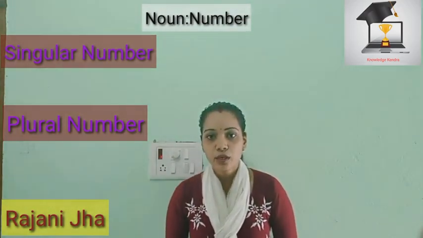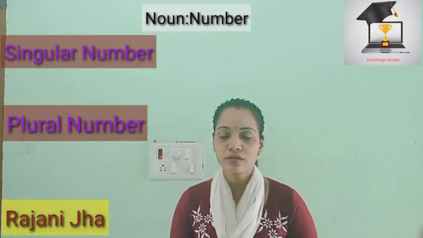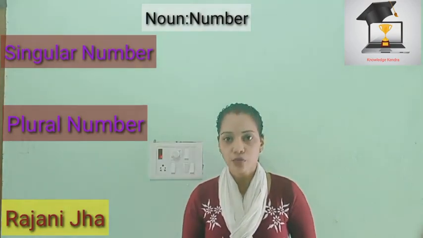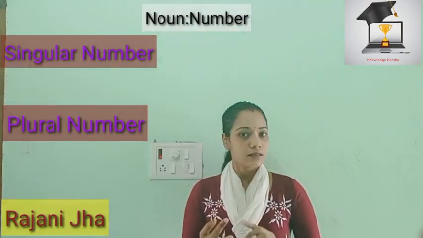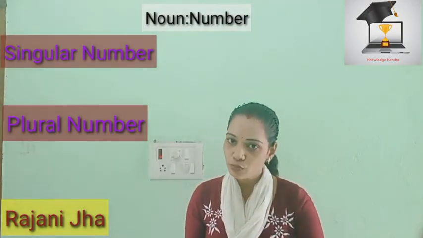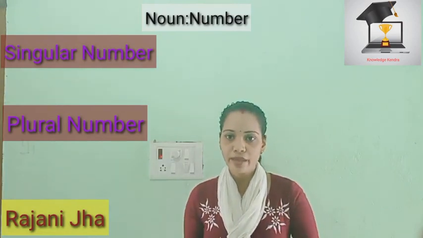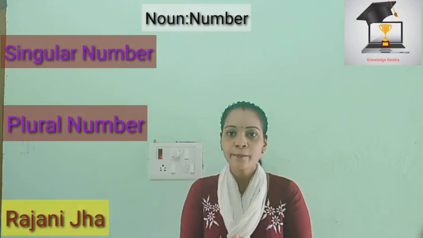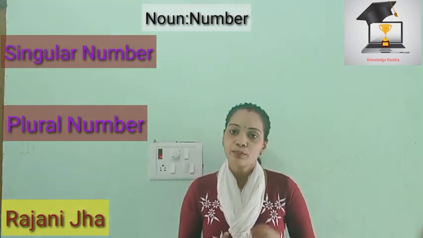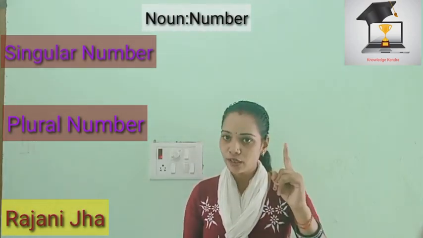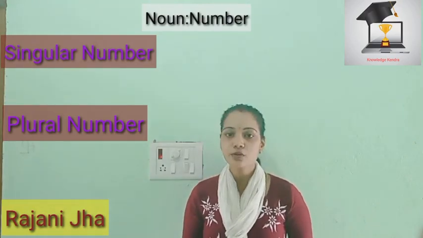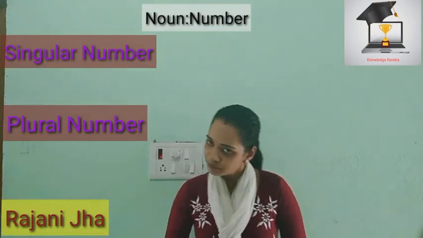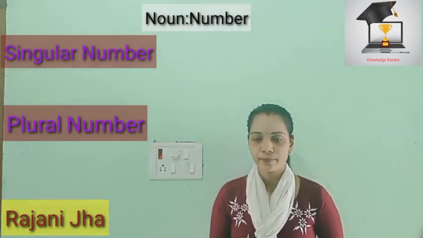Okay? And when we talk about plural nouns, then a plural noun or plural number denotes more than one. More than one means it may be 2, it may be 3, it may be 5, it may be 10, it may be 1000, but countable. Okay? Not uncountable. So singular number denotes one, only one, single, and plural number denotes more than one. Maybe, as I said, 2, 3, 4, 5, 10, 1000, 100. These are all plural number.